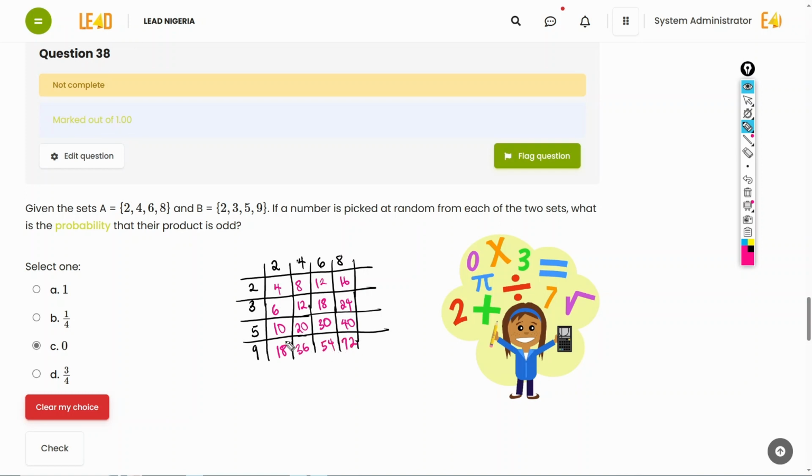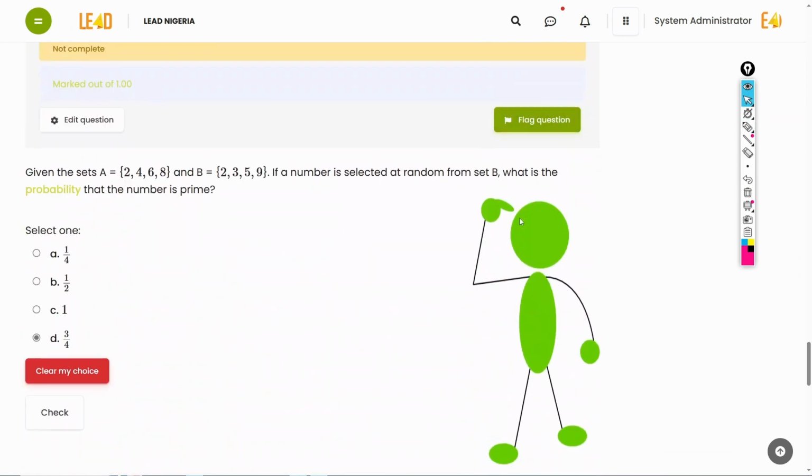All right, so the probability that the product is odd. We have the products here and there is no odd number, right? So it's actually 0 out of 16, because there's no possible odd number considering both of these sets. So it's 0 out of a total of 16.